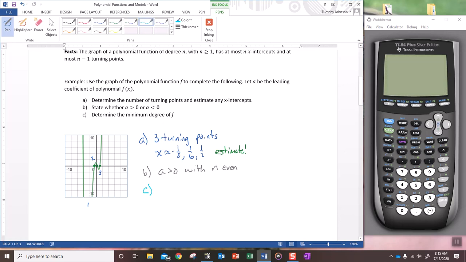And part C, determine the minimum degree. If there are 3 turning points, then it must be at least degree 4. It has to be an even number. We have 3 turning points. We have another x-intercept that I completely missed over here. That's 10, 8, 6. So let's not forget negative 6. You can't just ignore one of them. I see 4 x-intercepts. I see 3 turning points. I know it's an even power. I know the leading coefficient is positive. So with 4 x-intercepts and 3 turning points, I'm fairly confident that this is a 4th degree polynomial.